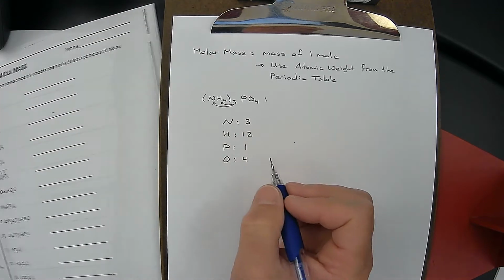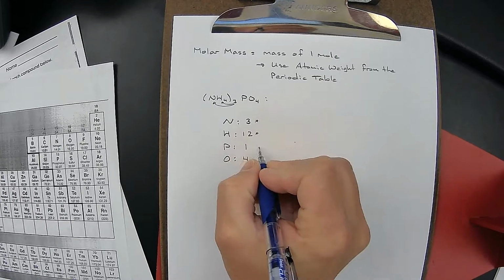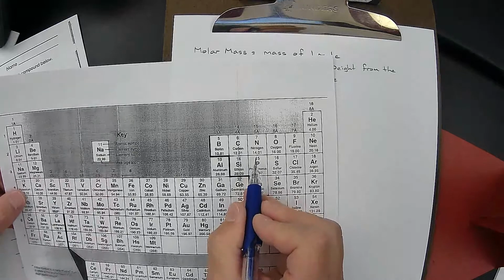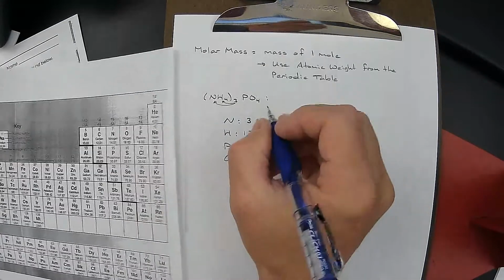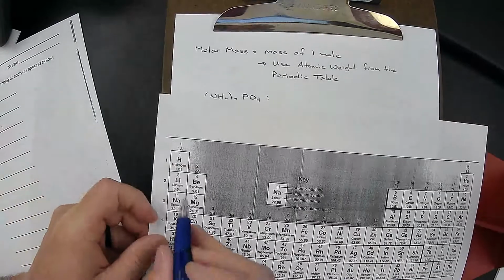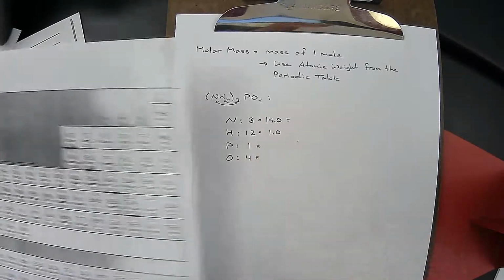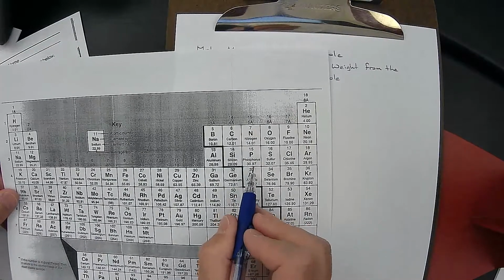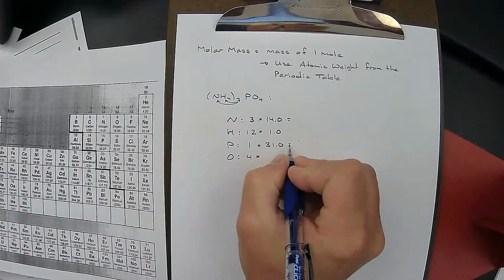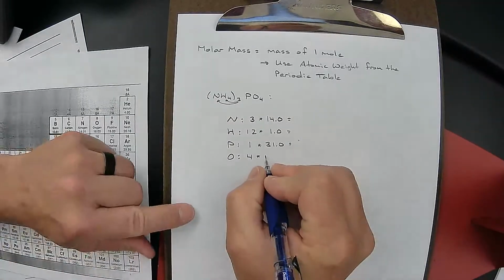When we go to the periodic table, we need to find out how much each of these have for its atomic weight. And in this class, we're going to round to the nearest tenth. So nitrogen, 14.0. Hydrogen, 1.0. Phosphorus, 30.9, but that 9 rounds up, so phosphorus is 31.0. And then oxygen, 16.0.